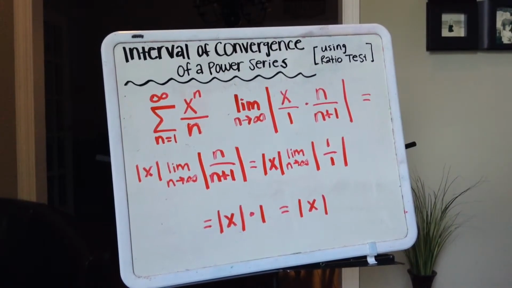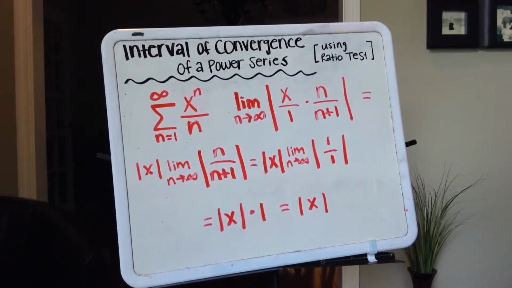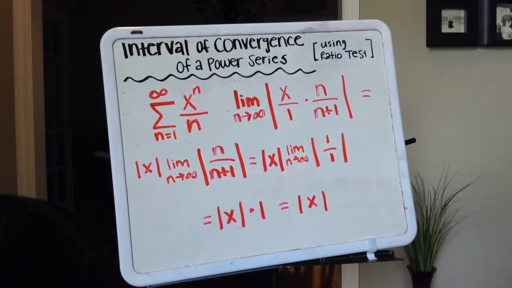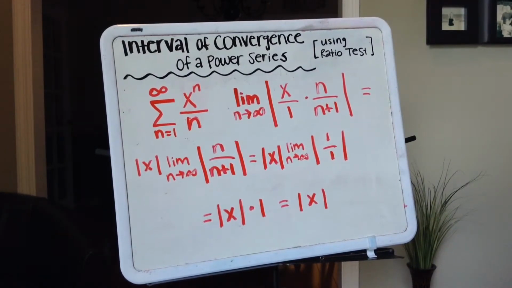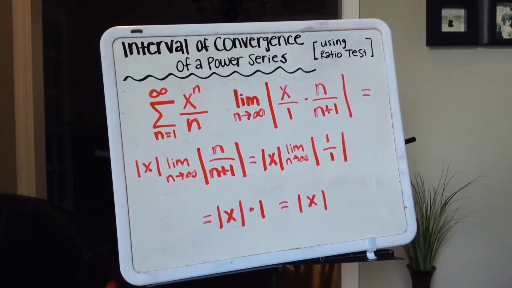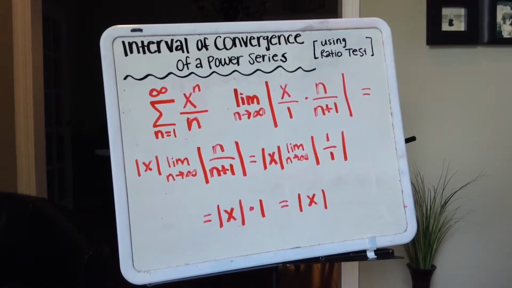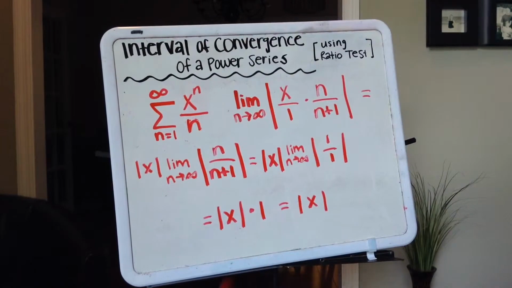So now we have the absolute value of x times the limit as n approaches infinity of the absolute value of n over n plus 1. So you'll notice if we plug in n, we're going to get infinity over infinity, which is an indeterminate form, so we're going to need to use L'Hopital's rule. So by using L'Hopital's rule, we're going to take the derivative of the top and the bottom, and so now we're going to have the absolute value of x times the limit as n approaches infinity of 1 over 1, which is the absolute value of x times 1, which is simply the absolute value of x.